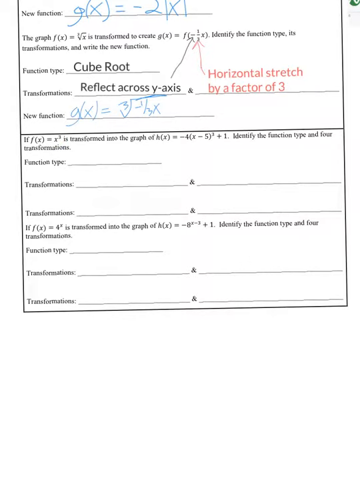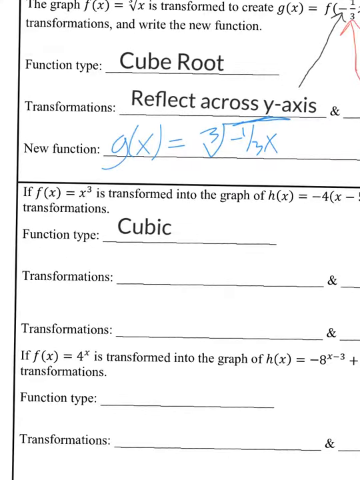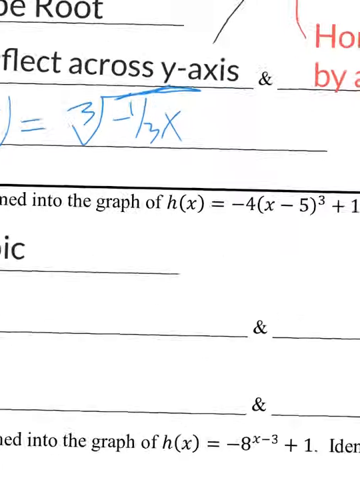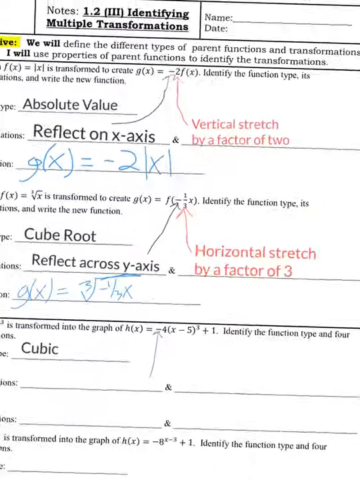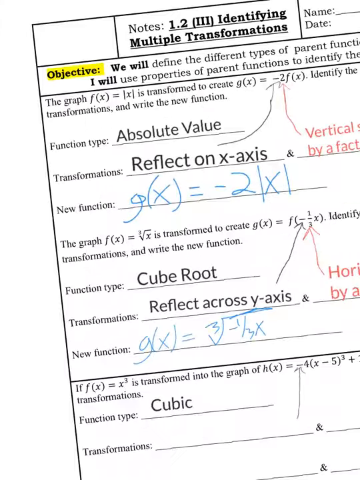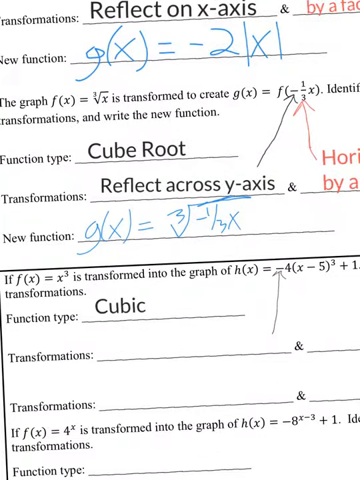So if you have x to the third power, what are you doing? You are cubing it. So you have a cubic graph. Now that I know it's a cubic function, let's break it down term by term. I have a negative on the outside. We just did an example like that before. Negatives on the outside reflect on the x-axis, so that's what you'll write in the first blank.